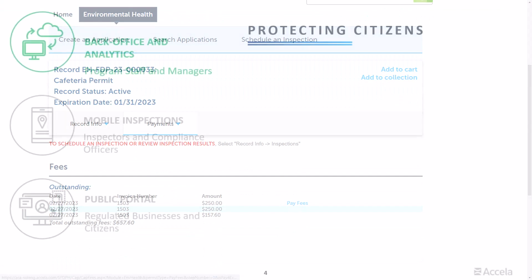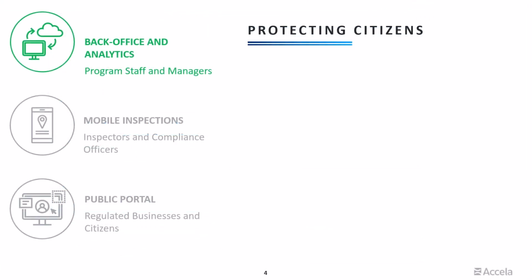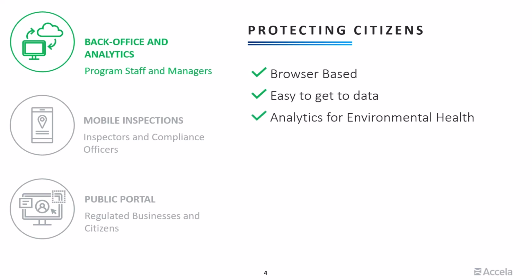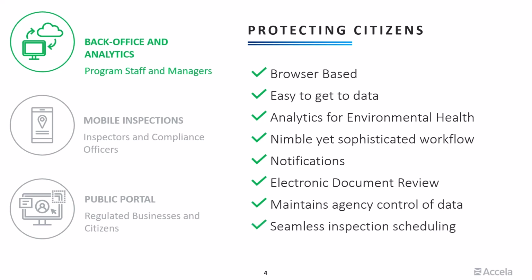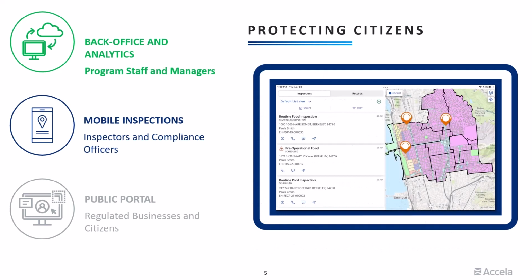So let's review what we've seen so far with the back office and analytics for program staff and managers. The system is browser-based, it's easy to get to the data, and the analytics are built for environmental health. It has a nimble, sophisticated workflow, notifications, and electronic document review. Your agency maintains control of the data, includes seamless inspection scheduling, and is built specifically for environmental health. Which brings us to mobile.